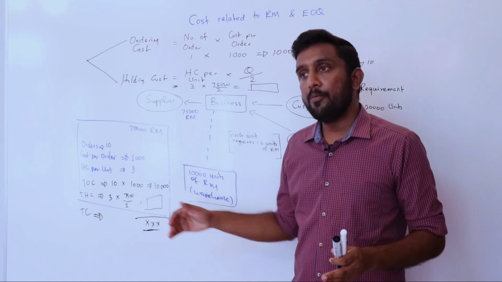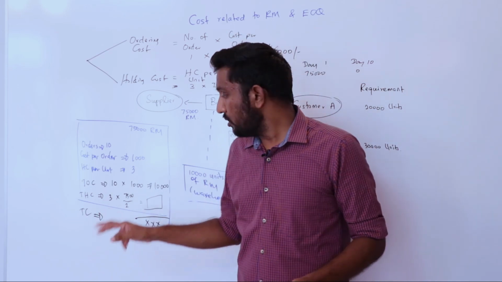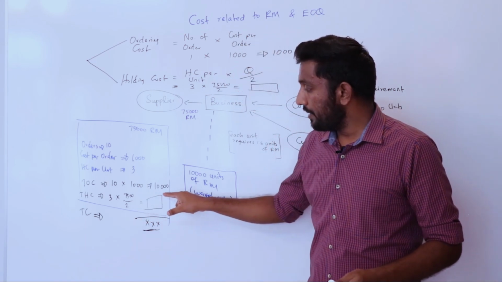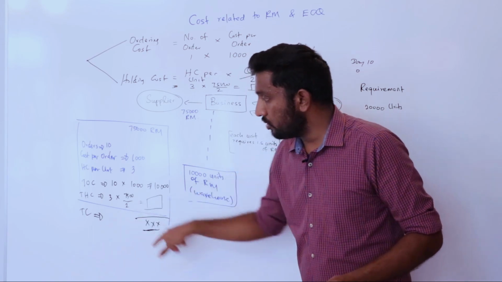I'm not storing the entire 7,500 for 1 year. So 7,500 divided by 2, to get the average. So I'm getting my holding cost, which is maybe some decimal figure. Then I get the total cost.